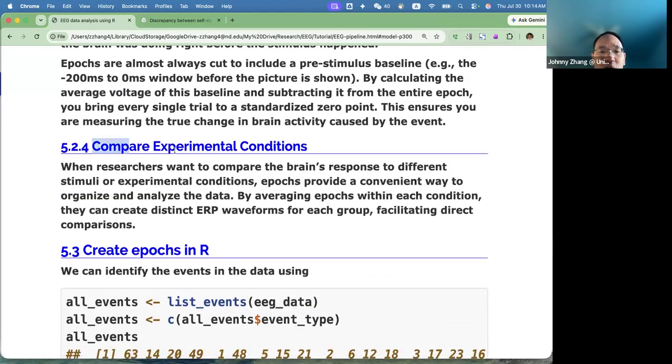Based on the epochs, we can compare different experiment conditions. For example, we can compare the watch condition with the real process condition in the current data set.